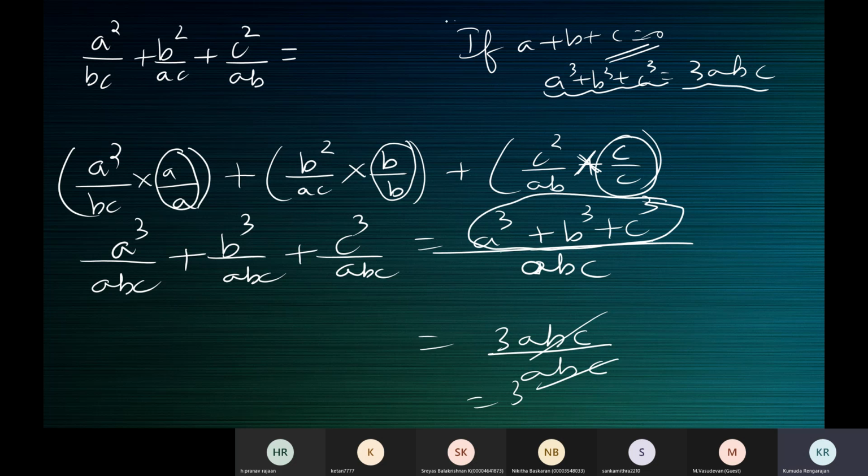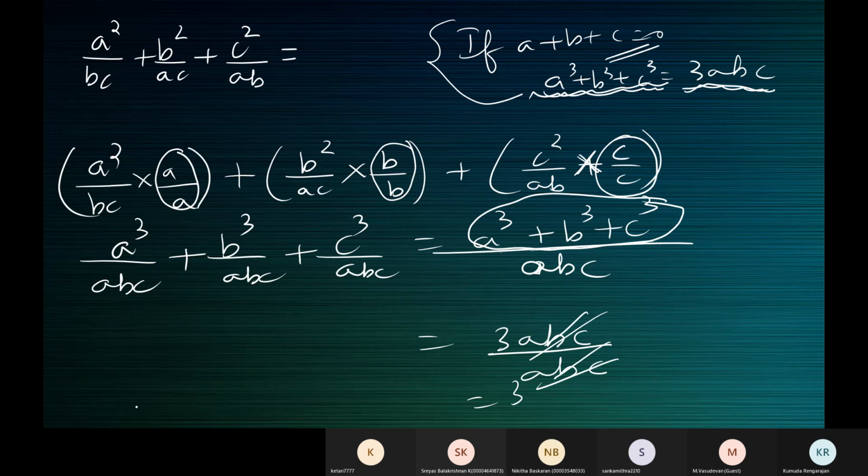Now there is an identity. If A plus B plus C is 0, then the value of A cube plus B cube plus C cube is 3ABC. So in the numerator, we have A cube plus B cube plus C cube. You can replace that with 3ABC. So 3ABC by ABC cancels, and we get 3.